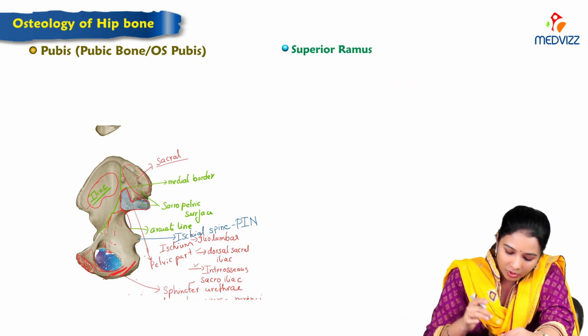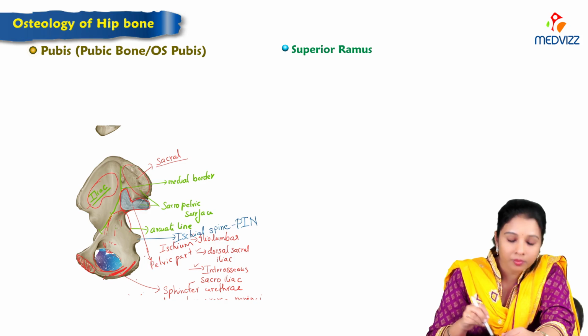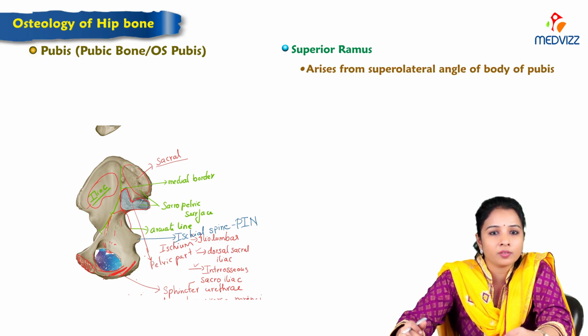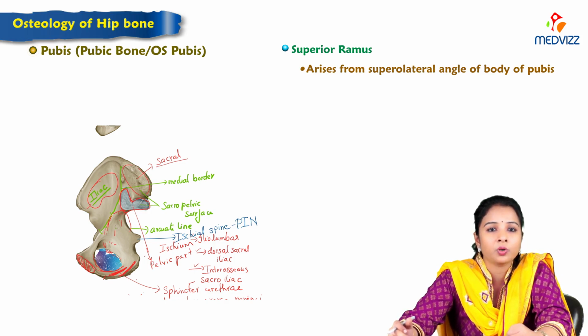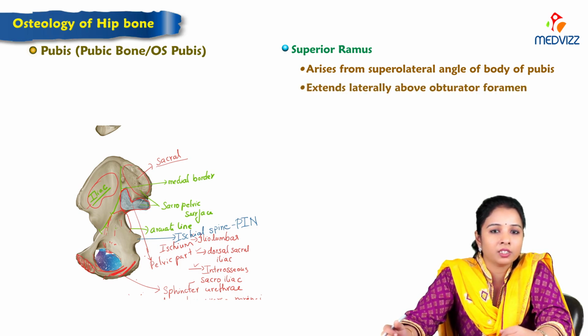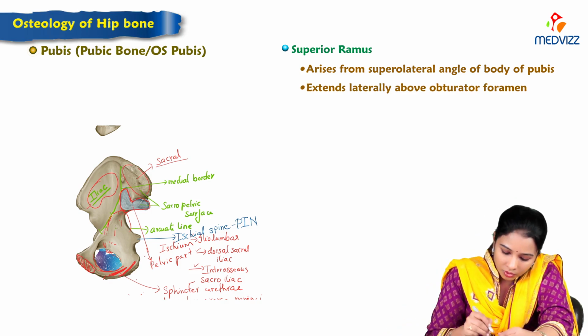And the superior ramus of the pubis, that is the upper ramus of the pubis, it forms from the superolateral part of the body of the pubis. It extends laterally above the obturator foramen, and it extends above and ends in the iliopubic eminence. So you can see this is the iliopubic eminence.